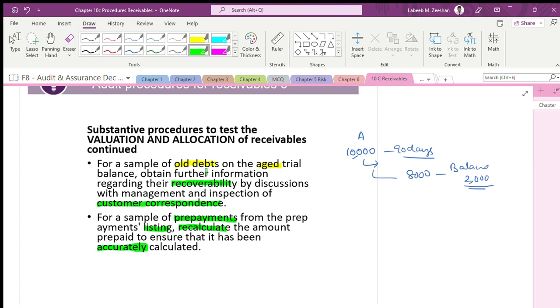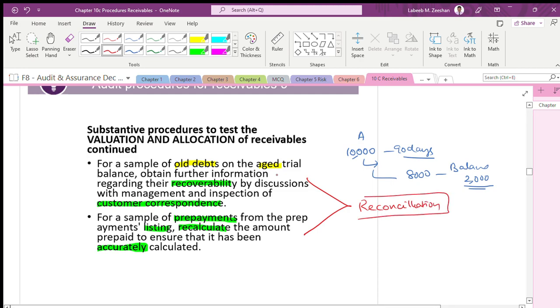It's not that we are talking only about the people who are delaying. Delaying is also a challenge, and receiving in advance is also a challenge. If you receive in advance, again you have to do reconciliation. In both cases, what is more important? Reconciliation is more important, and another important thing is confirmation.